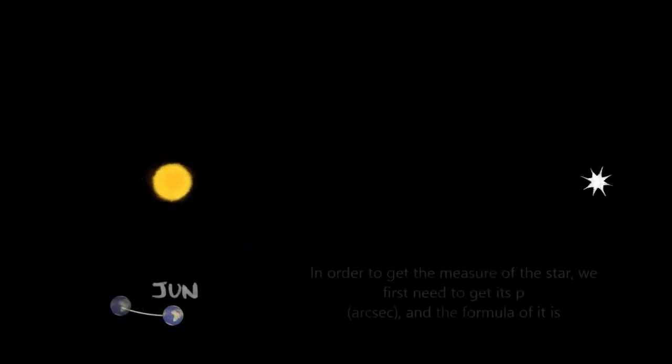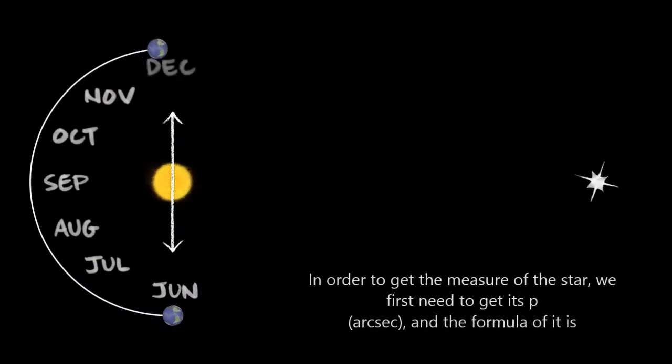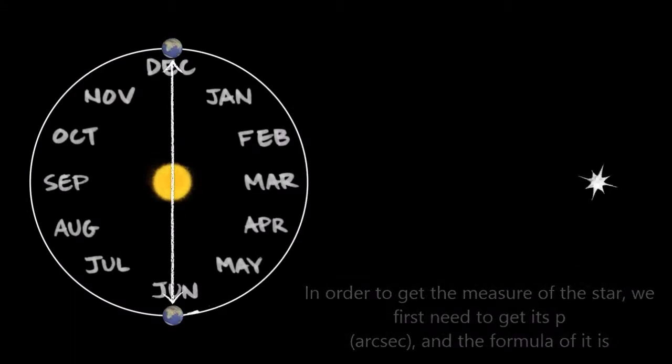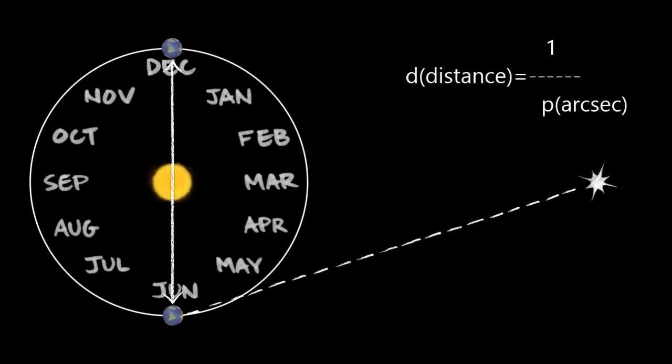Parallax and distance. In order to get the distance of the star, you first need to get its parallax in arc seconds, and the formula is d equals 1 over p.